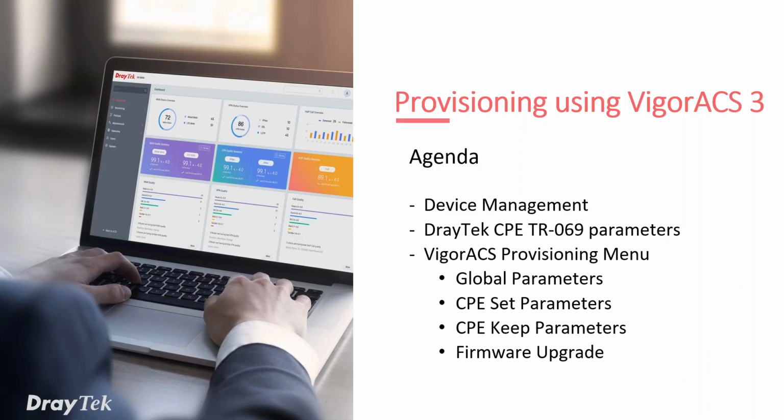We'll look into a little bit more detail about the structure of the TR069 parameters that are on offer from DrayTek, just so that you have a better understanding of what's happening. And this also helps moving forward using the more advanced features. You can utilize those parameters that you are now familiar with and roll out more complex changes across the entire network.